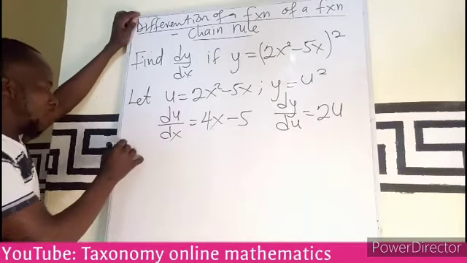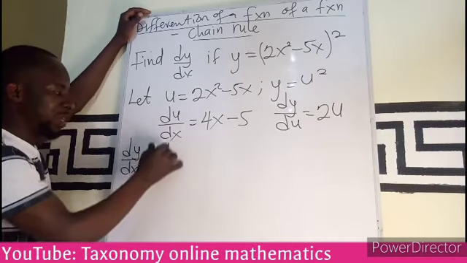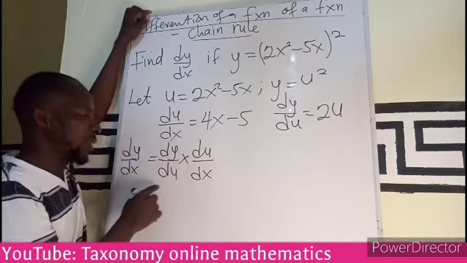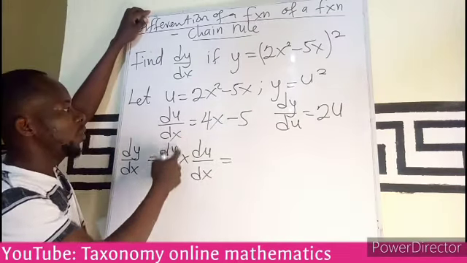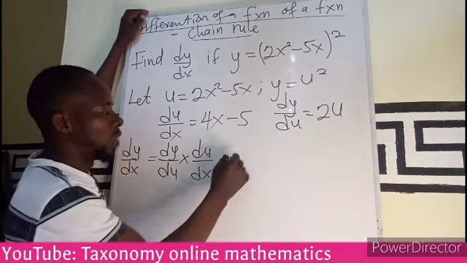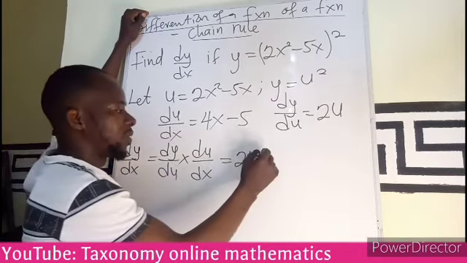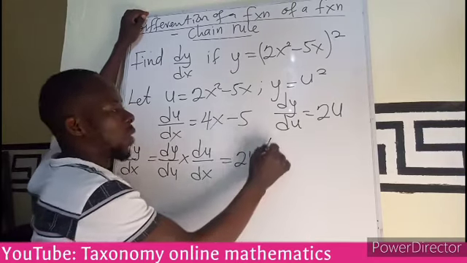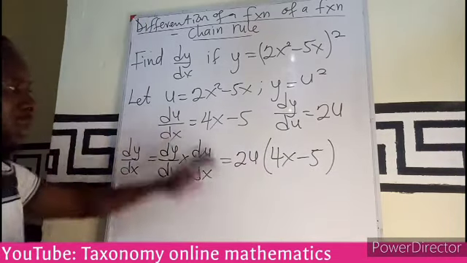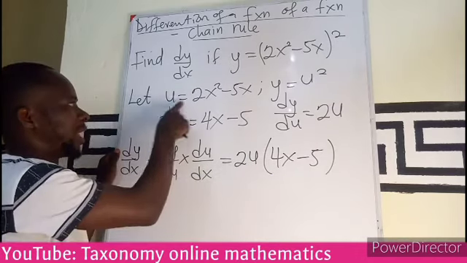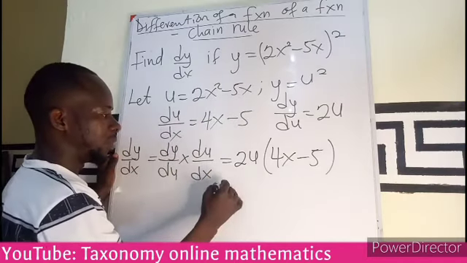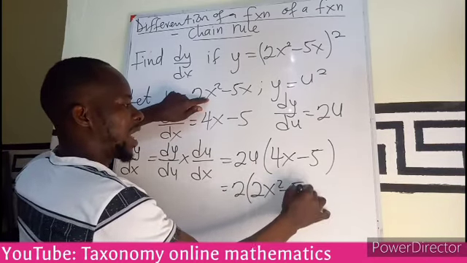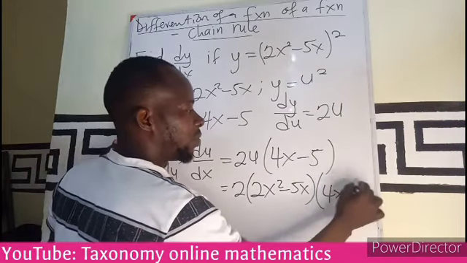So now our dy dx is going to be dy du times du dx. So in this case, what is the value of dy du? That is going to be 2u. So I have 2u multiplying du dx, which is going to be, if we use a bracket, 4x minus 5. This is what you will get. But don't forget that the u from the beginning is taken as this function. So if I want to substitute, it will become 2 multiplying u, which is our 2x squared minus 5x, all multiplying 4x minus 5.